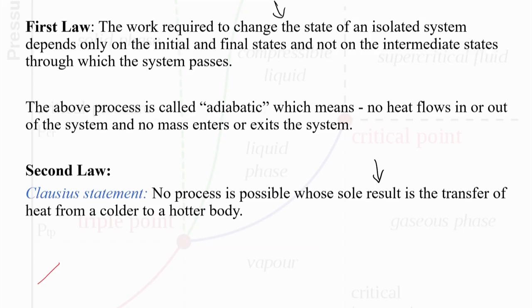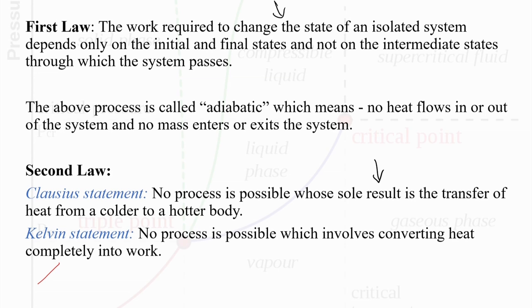Okay, the other version of the second law of thermodynamics is due to Kelvin. He said that no process is possible which involves converting heat completely into work. So, it is not possible to convert heat completely into work. Notice that this idea of converting heat to work, even if it were possible to do fully, that is, if you could completely convert all the heat to work, would not violate the first law of thermodynamics.